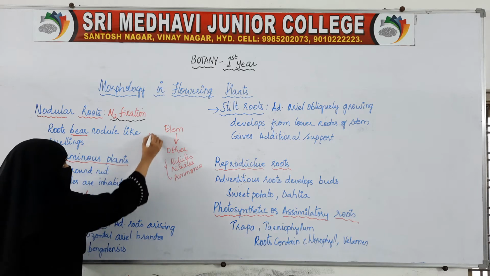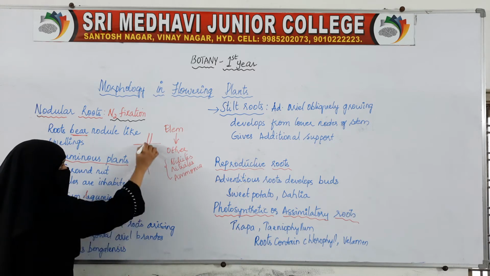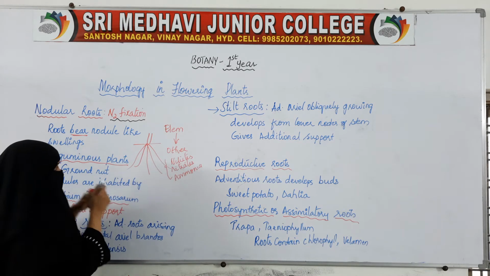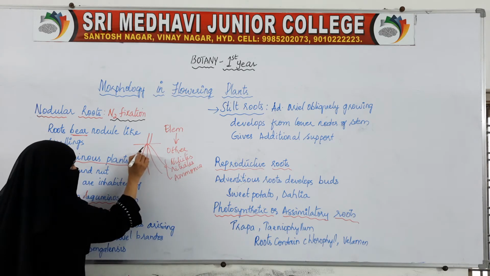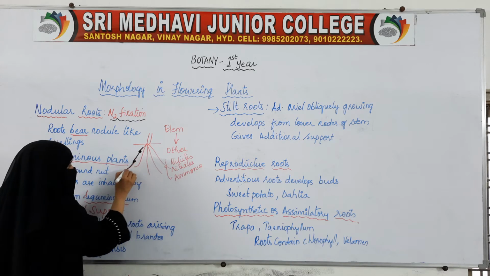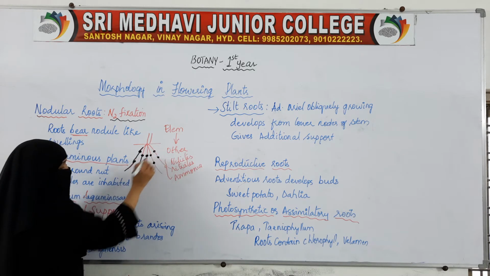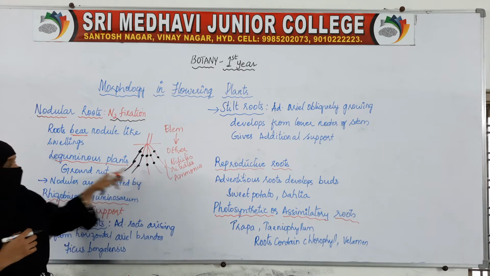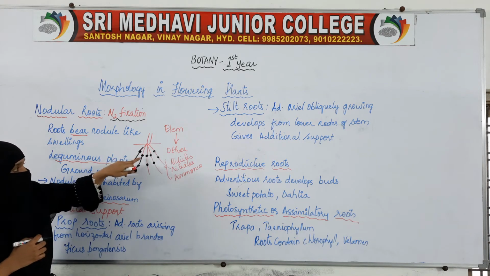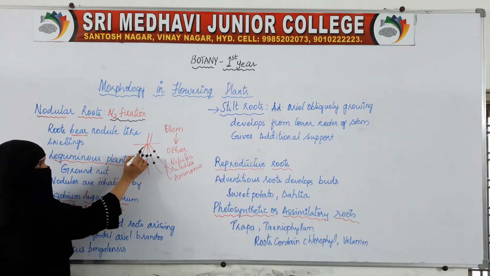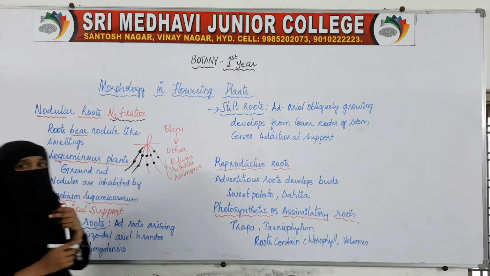For example, these are the roots. The roots of these leguminous plants bear small nodule-like structures. These swellings are present on the roots in the form of nodules.